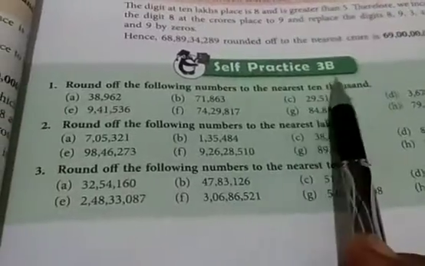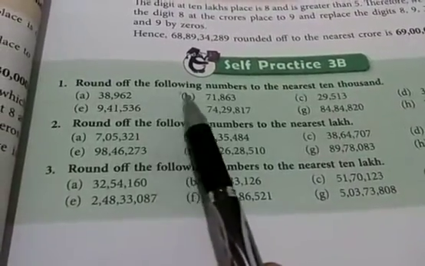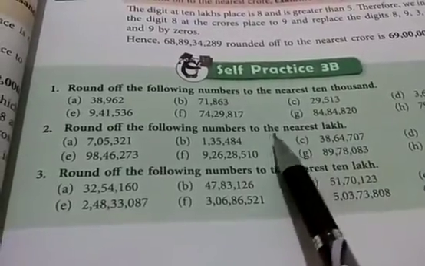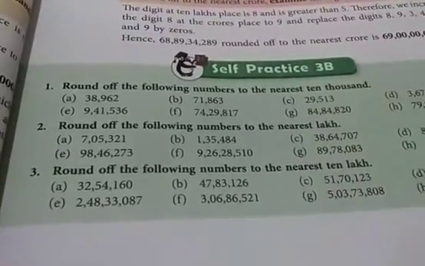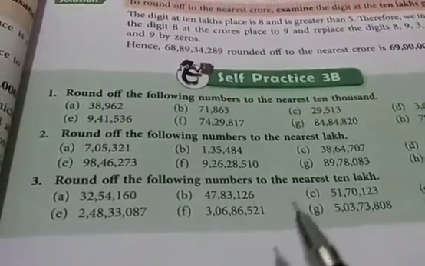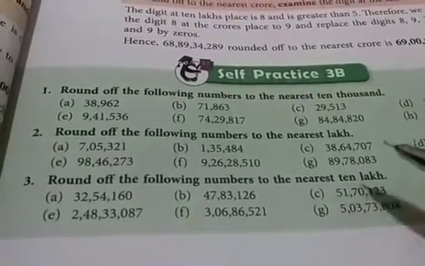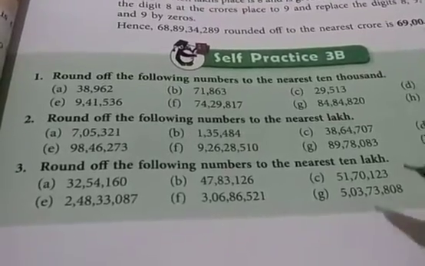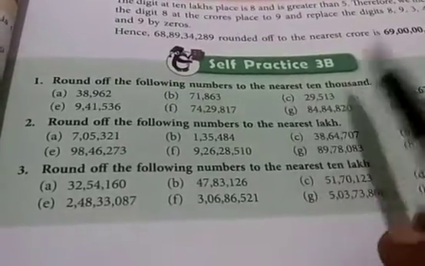So now we are going to start exercise 3B. Round off the following number to the nearest 10,000. Here is nearest lakh or 10 lakh and crores also. We already did this type of question in tens, hundred and thousand. So we have to follow the same rule. Okay. So see first 10,000.